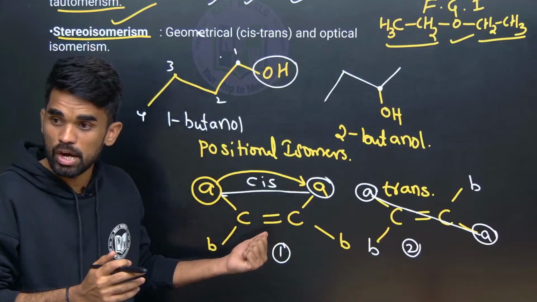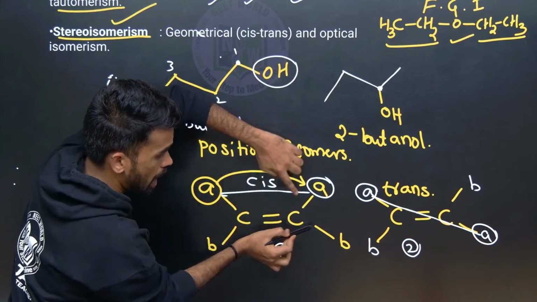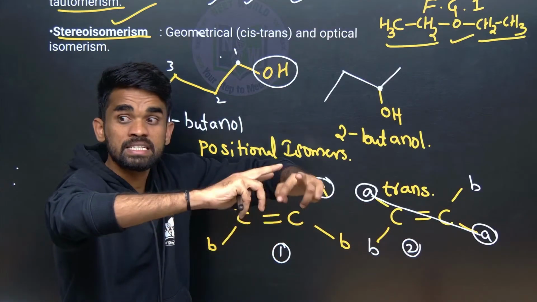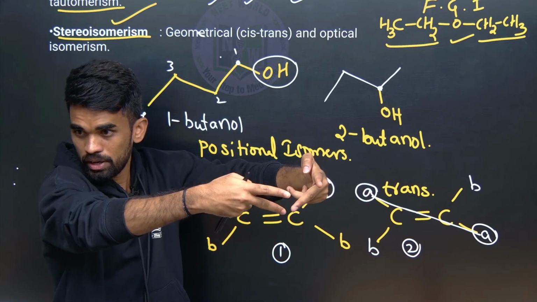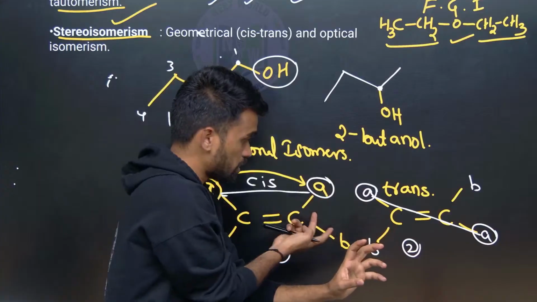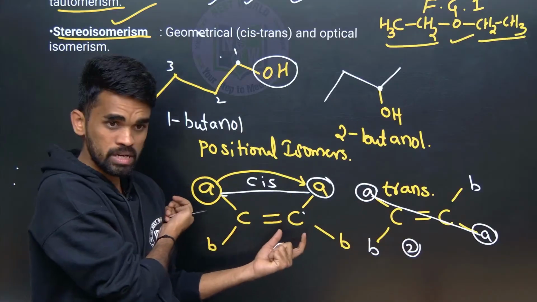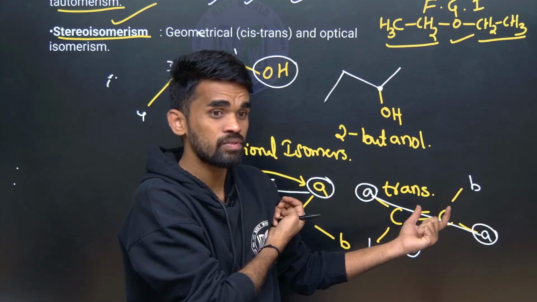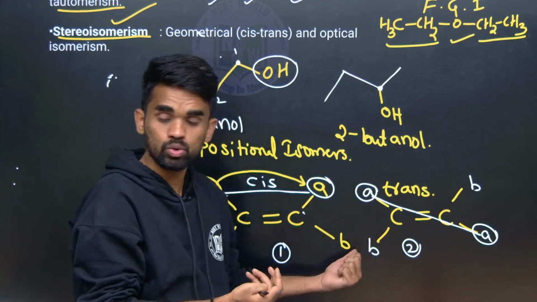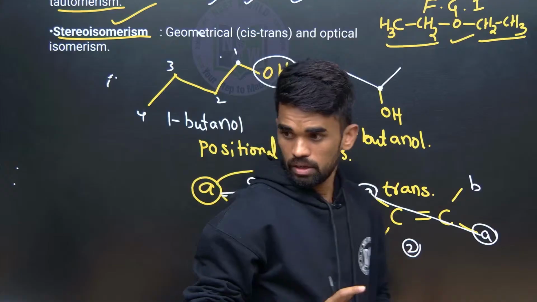But when it comes to stereoisomers, bond connectivity remains the same. See, here A and B are attached to the same carbon, here also A and B are attached to the same carbon, but the spatial arrangement is different. Are you following that statement? How do they differ? In three-dimensional space, the spatial arrangement of atoms is varying here. Yes or no? So isomers which differ in the spatial arrangement of atoms are called stereoisomers. So 1 and 2 are called stereoisomers. Is that clear or not? No confusions now?